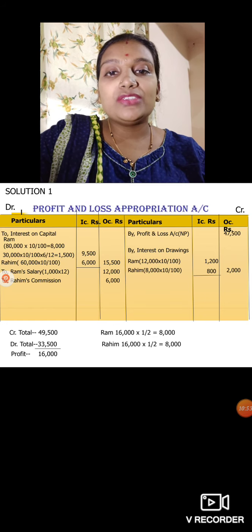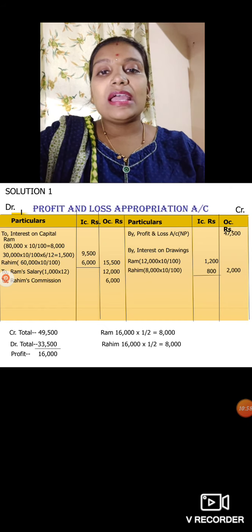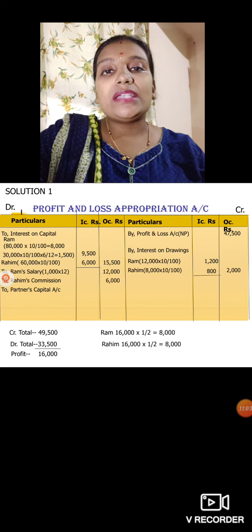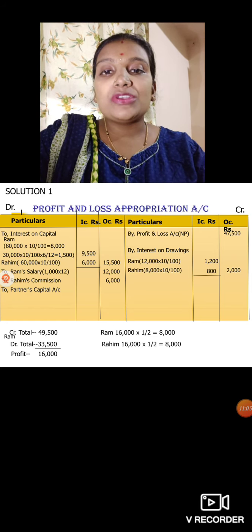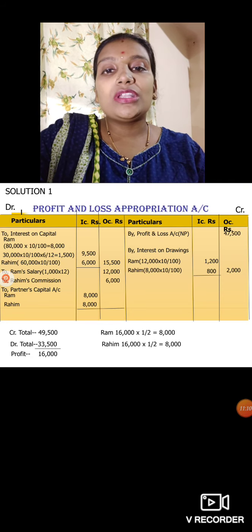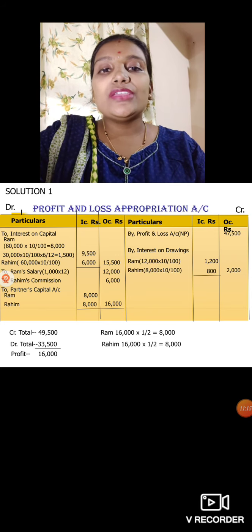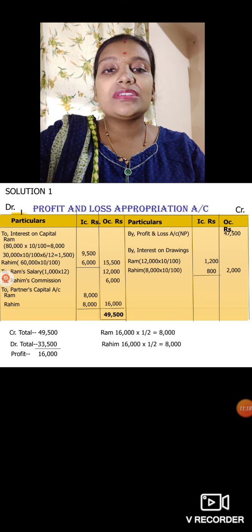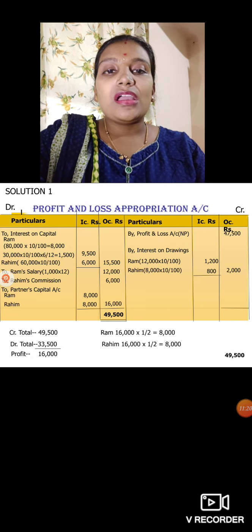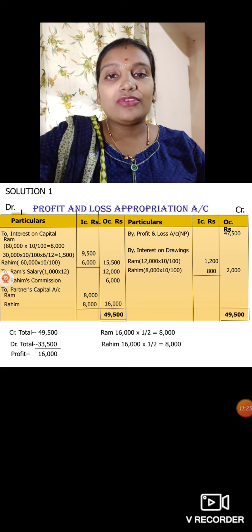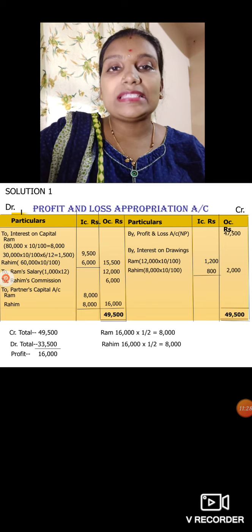Okay, so 1 divided by 2, you will get 16,000 into 1 divided by 2. It is 8,000 for Ram and 8,000 for Rahim, which you should record on the debit side here. Two partners' capital accounts. Ram, how much are we paying? 8,000 and Rahim 8,000. So total profit we have, how much is it? 16,000. Then you should write the total on both sides, 49,500. Above the total a single line, below the total a double line, don't forget it. 49,500 we have on both the sides.